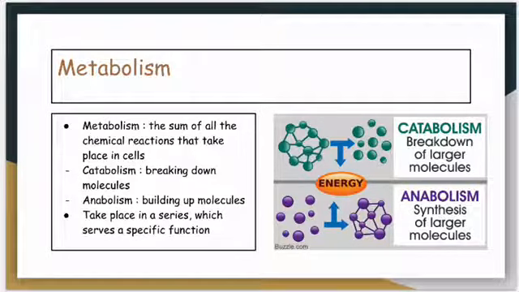If you don't understand the definitions of catabolism and anabolism, you can take a look at the picture on the right, and you can see that catabolism is breaking down larger molecules into small subunits, while anabolism is combining the small units into one larger unit.